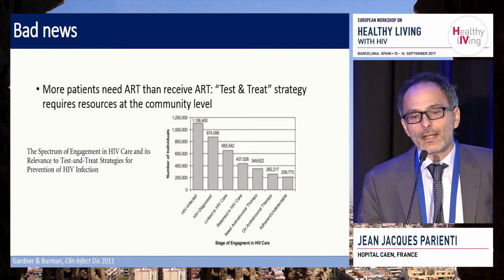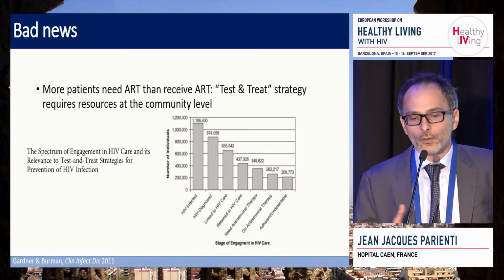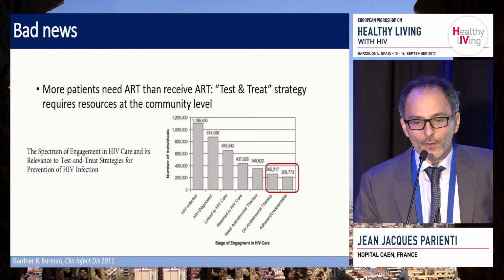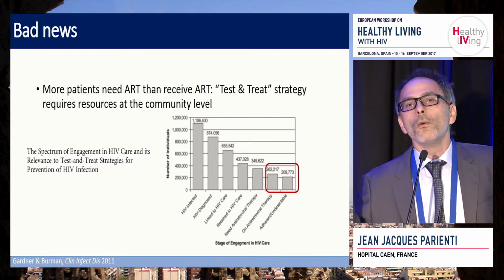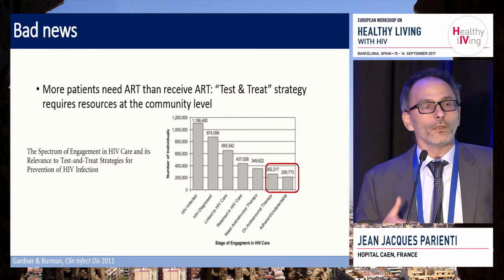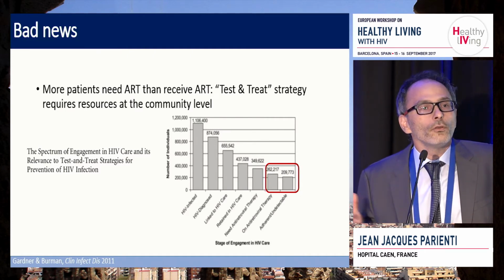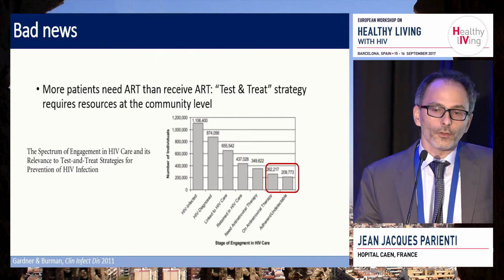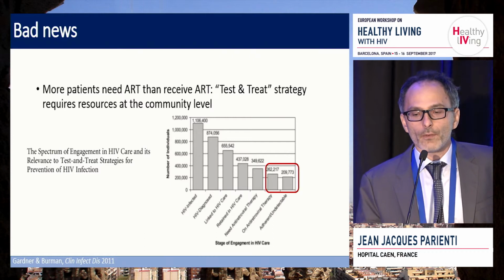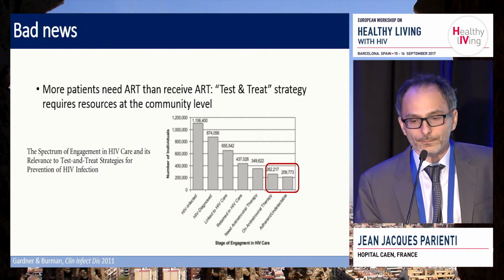Another bad news is that it's not just treating patients. Here you have the well-known Gardner cascade, which was described a few years ago, and you see that treating patients is just the tip of the iceberg, but we are now talking more about community-level viral load and treatment as prevention and PrEP. So all these other strategies, which have been shown to be very cost-effective, need money also.